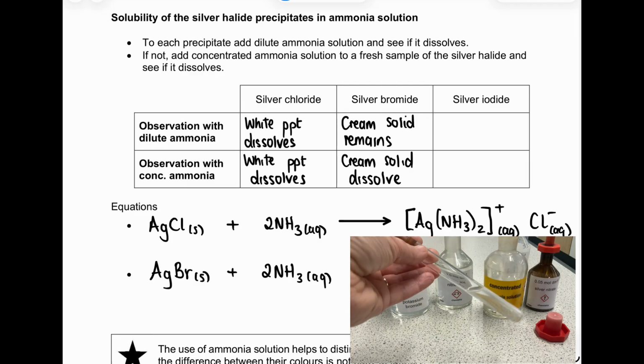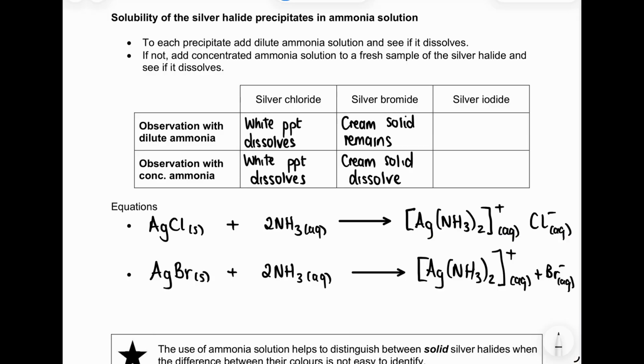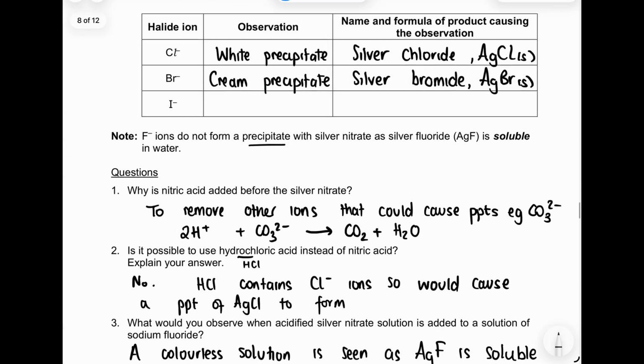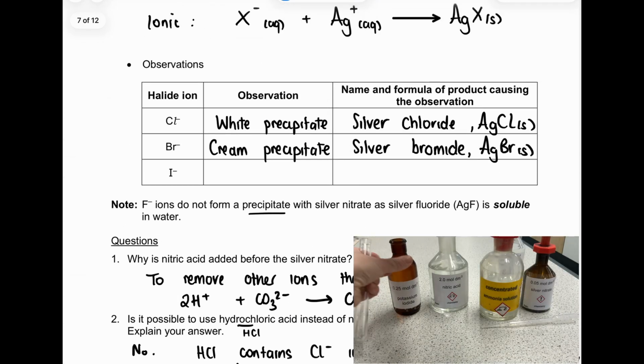So we can tell the difference between white and cream. If it was hard to tell, we could tell the difference by whether they are dissolving in dilute or concentrated ammonia. If it dissolves in dilute, it was the white solid of silver chloride. If it dissolves in concentrated only, it was the cream solid of silver bromide. The last one of these is to test for iodide.